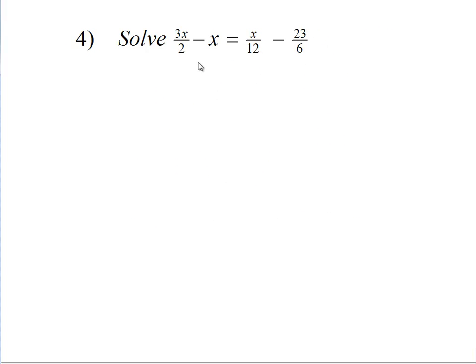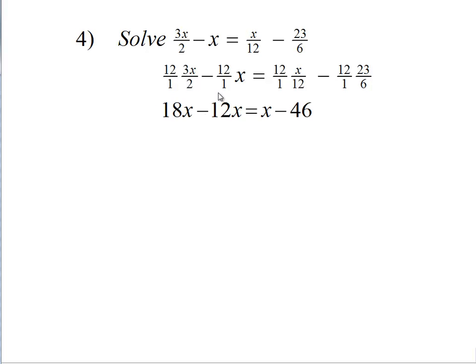Okay, solving this equation, I would multiply by the denominator, which is largest, which is the number 12. That's your common denominator. So multiply this by 12, that one by 12, all four of those by 12. So 12 over 1 times 3 halves, times x over 12, and times 23 over 6. Okay, 12 will cancel with this 2, leaving 6 times 3 is 18x. These 12s cancel, so I'm left with x. 12 divided by 6 is 2, times 23 is 46.